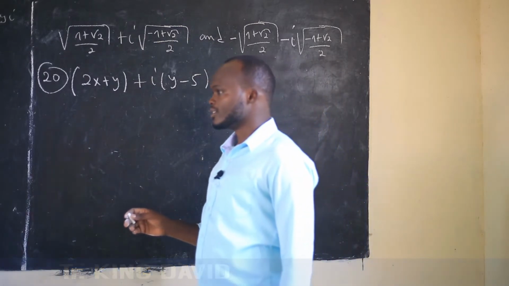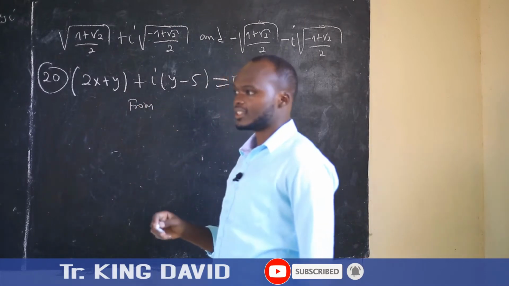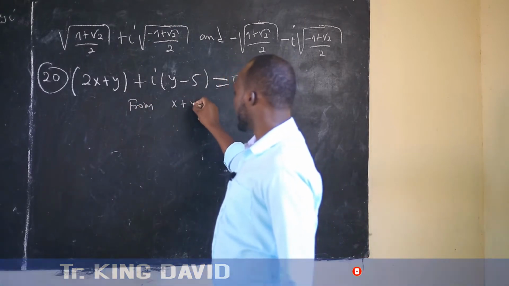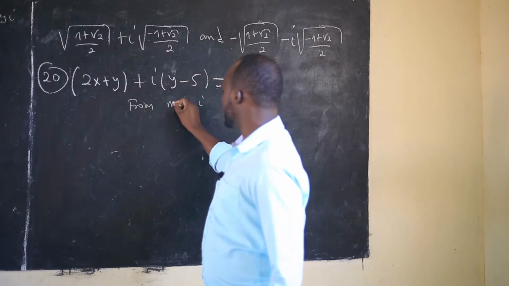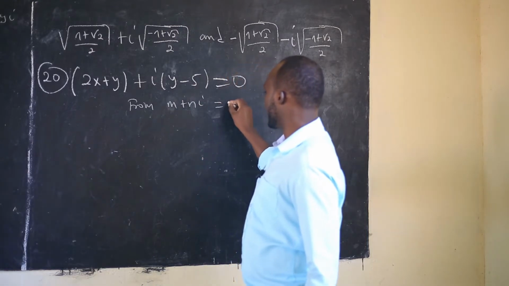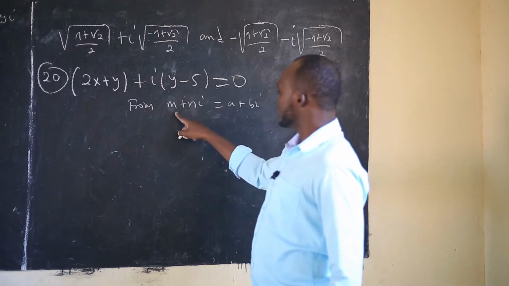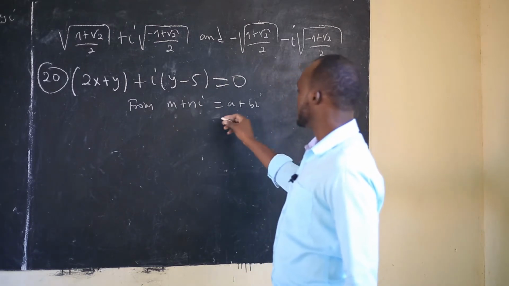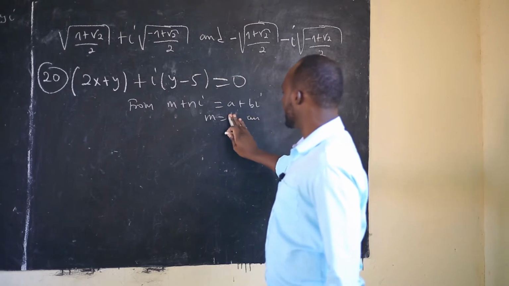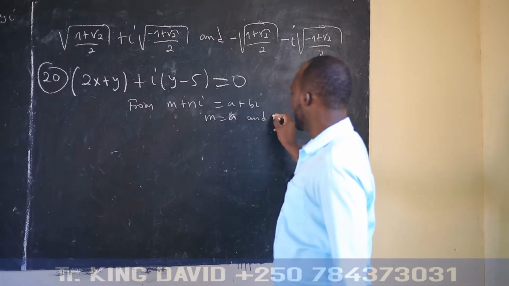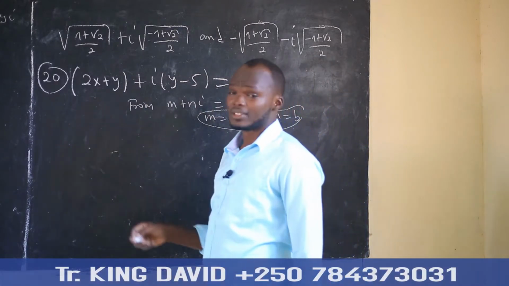Remember, for the equality of complex numbers, for example, if I have m plus ni equal to a plus bi, it means that m equal to a and n equal to b. That's what it means. So even here, I'm going to use the equality of complex numbers.